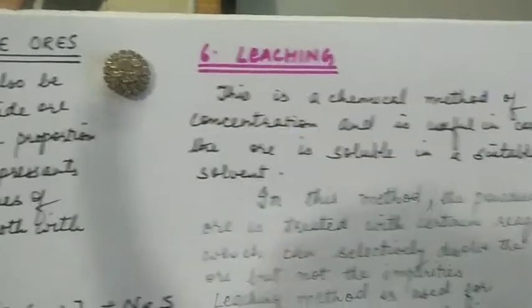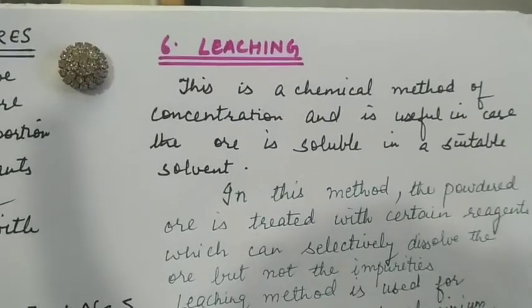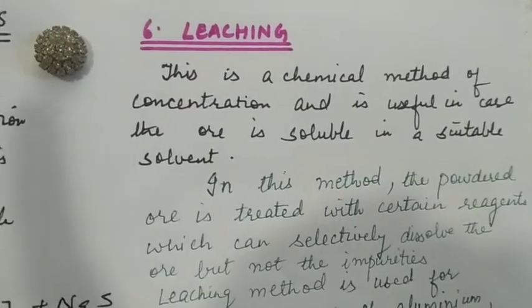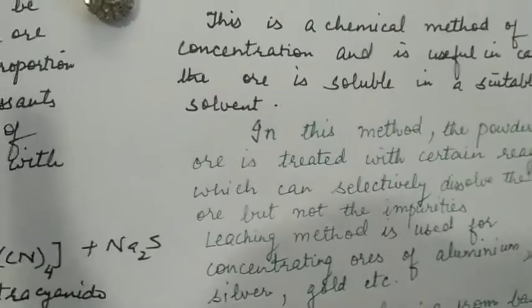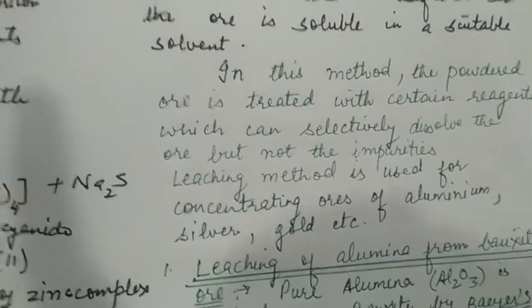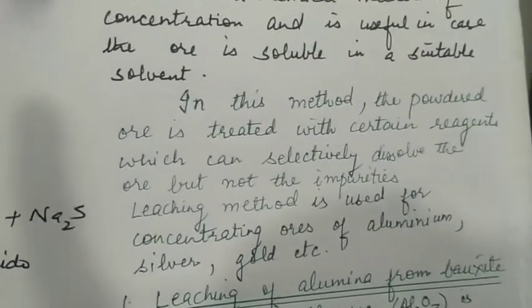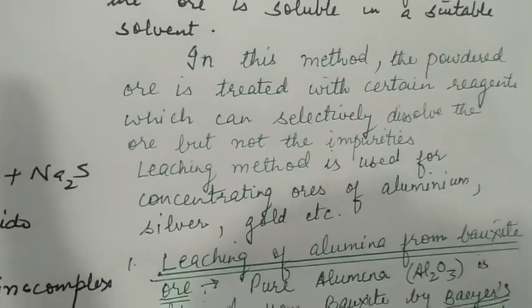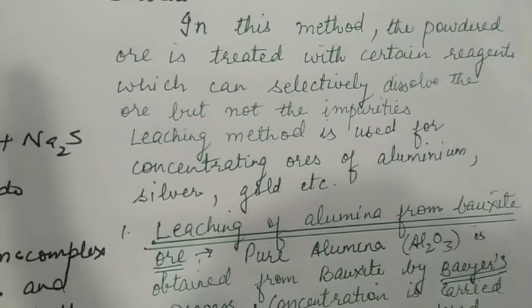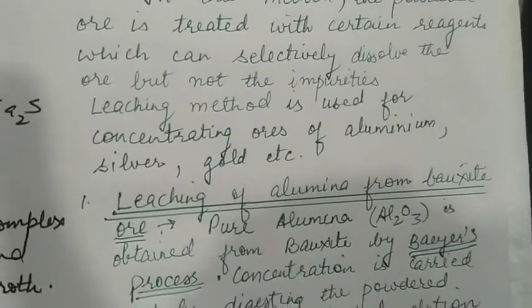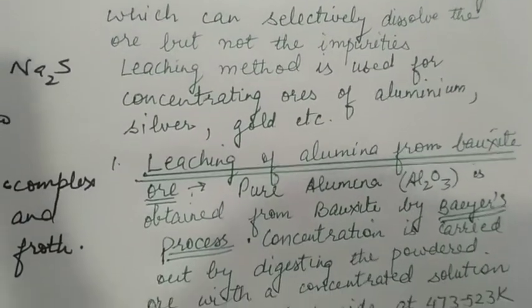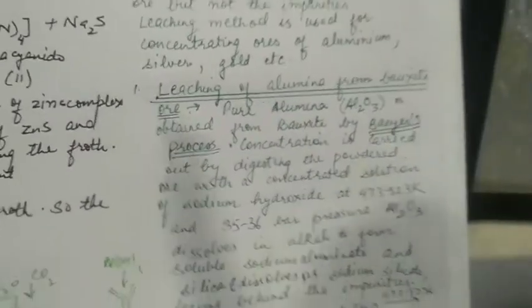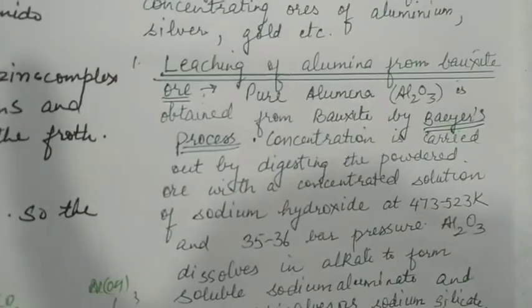Leaching. It is a chemical method of concentration and is useful in case the ore is soluble in a suitable solvent. So in this method, the powdered ore is treated with certain reagent which can selectively dissolve the ore but not the impurities. It is used in concentrating ores of aluminium, silver, gold, etc. Let's do leaching of alumina from bauxite ore.